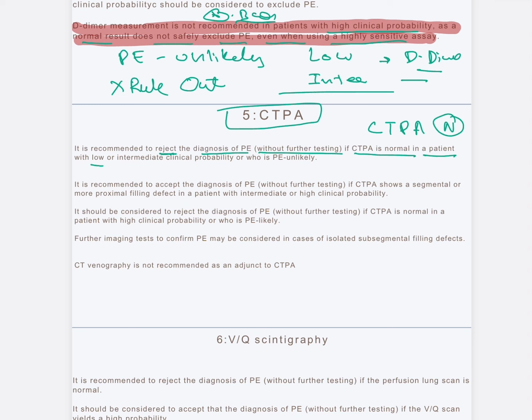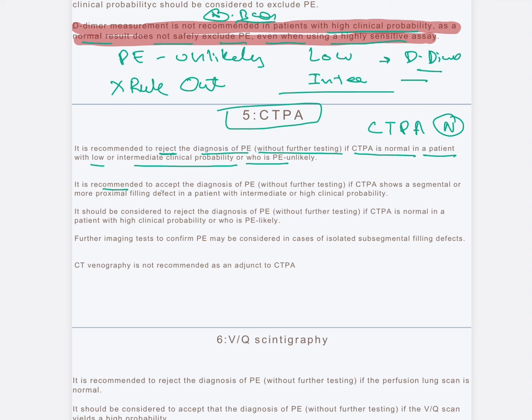In a patient with low or intermediate clinical probability, or in whom PE is unlikely, if you categorize the patient into low or intermediate clinical probability and CTPA is negative, you can safely say that this is not PE. You can safely reject the diagnosis of pulmonary embolism.